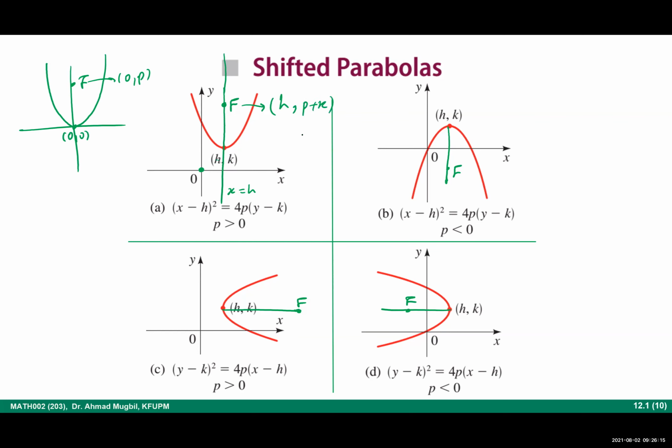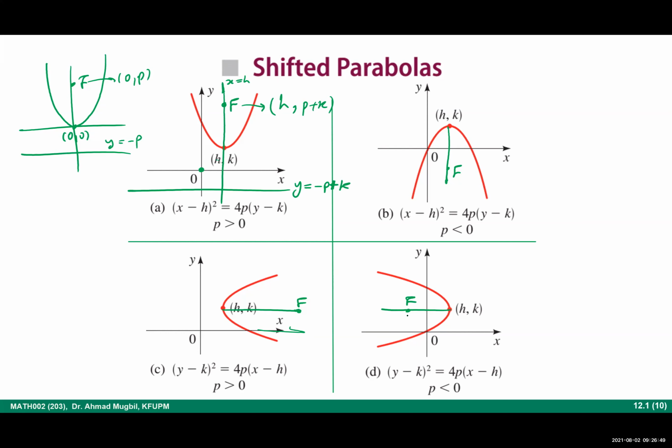Now the directrix, Shabab, will be a horizontal line here. This line is x equals h. The directrix will be y equals what? Previously it was y equals negative p. Now it will be negative p plus k. This is the case if we have a vertical parabola.